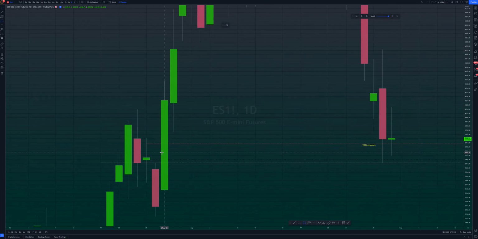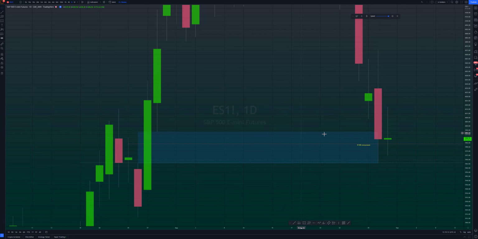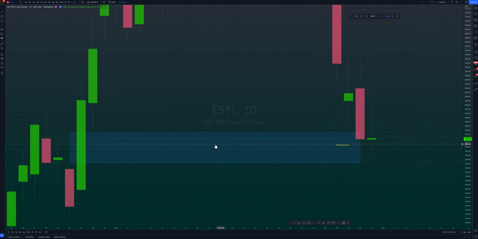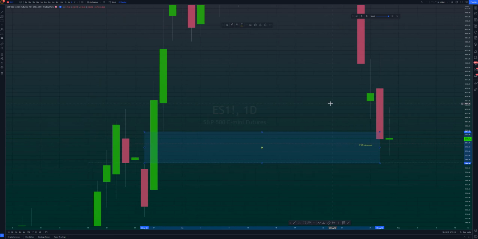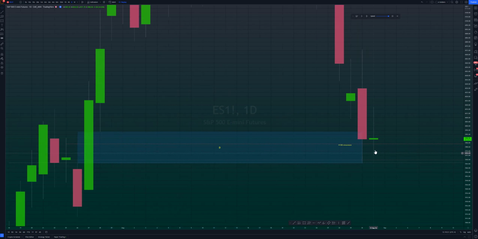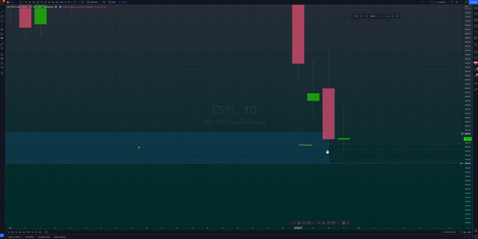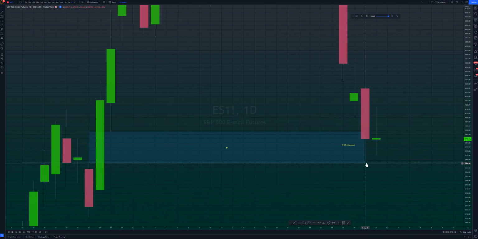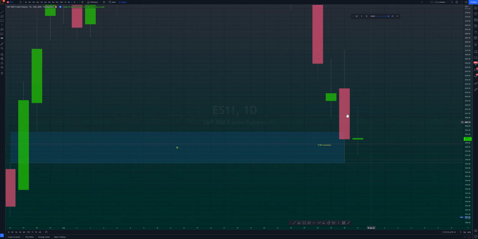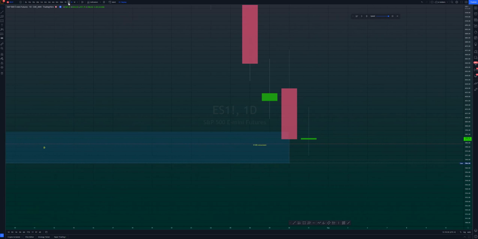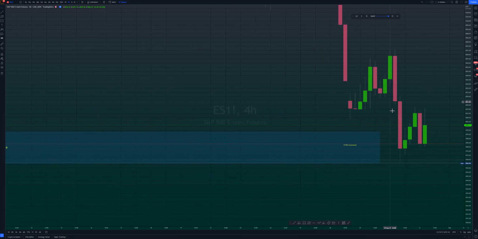On the daily we have a fair value gap, which was filled yesterday. Let's mark it up here. And it's filled exactly to the point where the fair value gap starts. And also we have a jump back up. Let's go to the 4 hours.